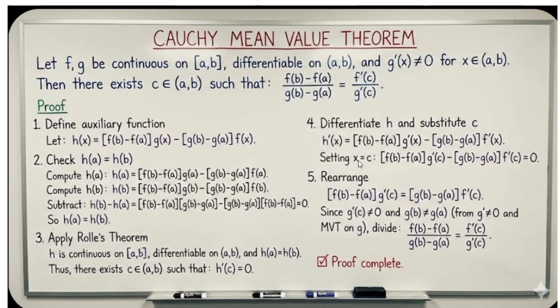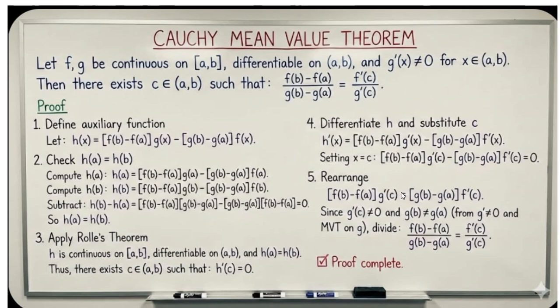Before applying h dash of c is equal to 0, you have to find h dash of x. If you differentiate this function, what happens? f of b minus f of a is constant, keep it aside, and the differentiation of g of x is g dash of x. Minus g of b minus g of a is constant, and differentiating f of x gives f dash of x. Then by putting x is equal to c, you get this. Rearranging that, we can easily prove this.